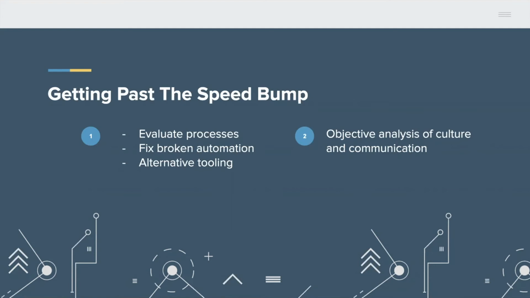This moves us on to step 2 of getting past the speed bump. I left this one for last because it's a little bit harder to quantify. But doing an objective analysis of your company's culture and the way that you communicate can quite often get you past the speed bump as well. There's a part of this that loops back to the previous mention of getting feedback on your automation from your customers, which are typically your developers or your developer teams, if you're in a larger company with multiple development teams. But really looking at your communication and then the culture of the company.